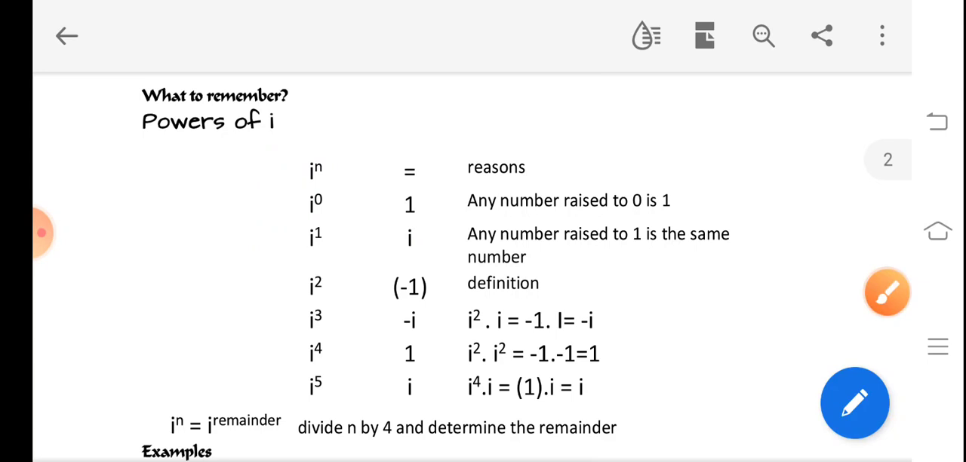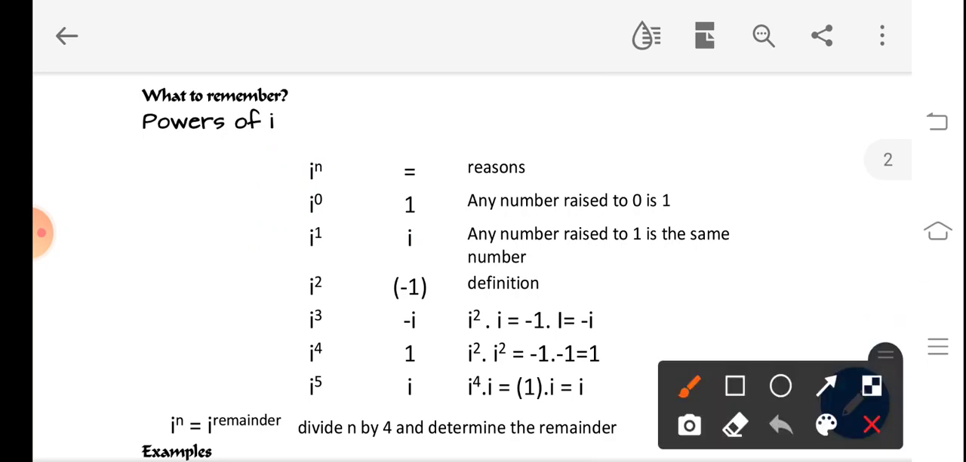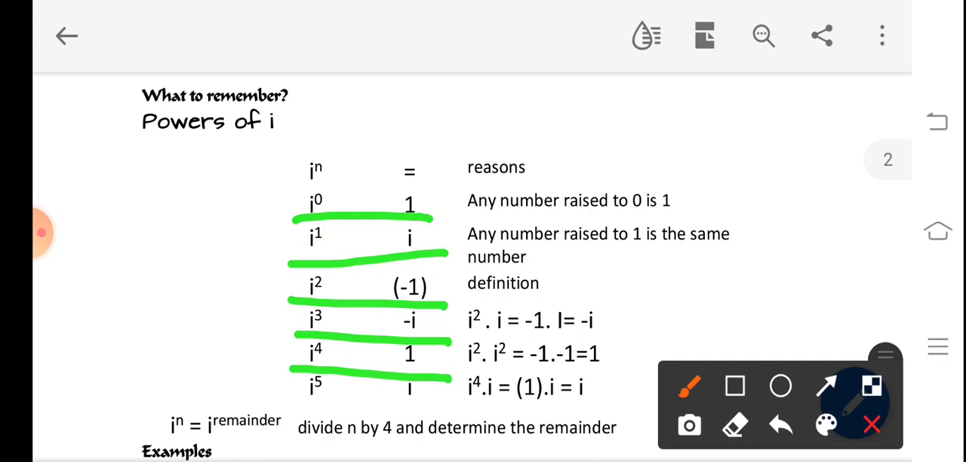If you're going to raise i to 0, the result is 1. Then i raised to 1 is equal to i. i squared is equal to negative 1, that is by definition. Then i cubed is equal to negative i. Then i to the fourth power is equal to 1. So in every 4-cycle, the value keeps on repeating.